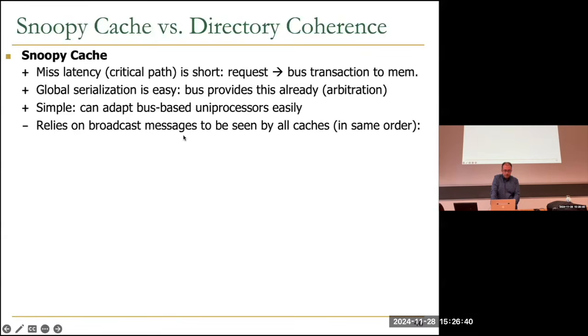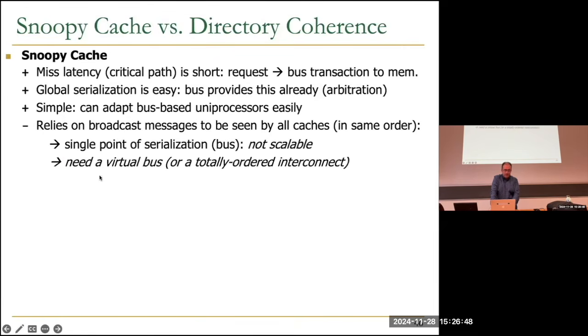But it relies on broadcast messages to be seen by all caches in the same order. Essentially, having this bus is not easy. A bus is not scalable. At some point, you need to design a virtual bus. So you have a network, which is not a bus, but you can make a virtual bus in that network. We're going to see a little bit actually tomorrow how we can do that. But this is not really easy to implement.